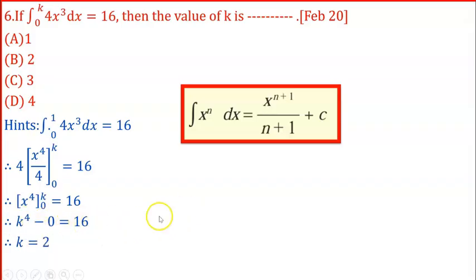Therefore, k is equal to taking the fourth root on both sides. Then you will get the value of k is 2. Okay, and hence option B is correct here.